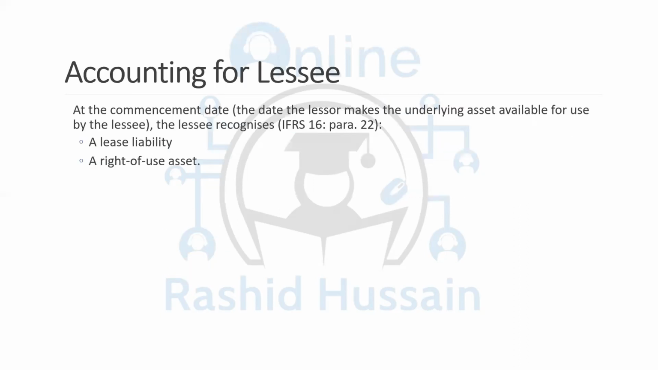Okay, then we have the accounting for the lessee. As I've told you, once the lease contract definition is met, the lessee is going to record the right of use. So debit right of use asset and credit goes to the lease obligations.